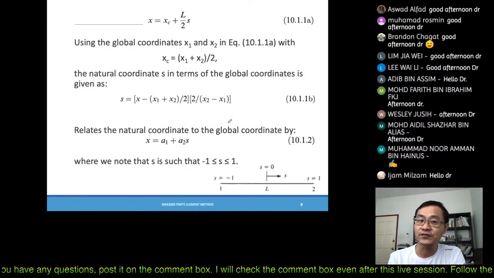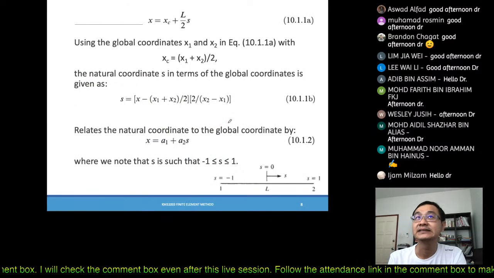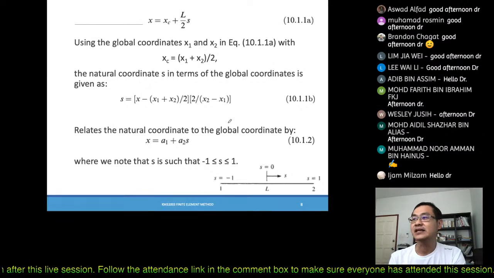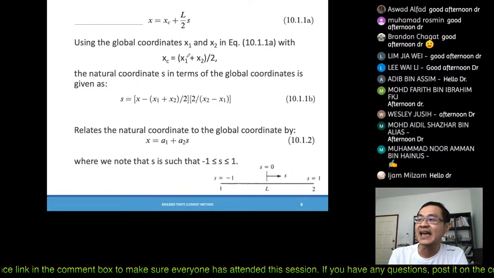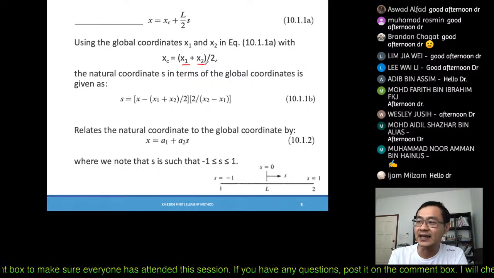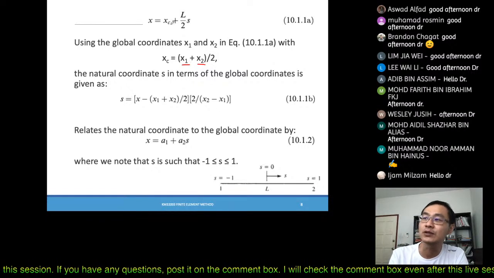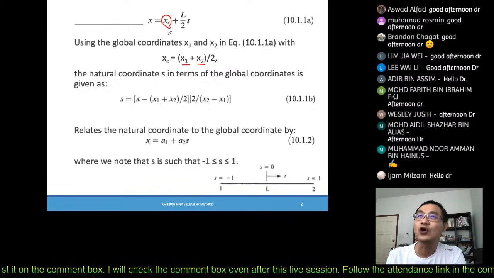If we further derive the mapping of the coordinates, we can always put in x1 and x2. Originally there are x1 and x2, divided by 2, and we put into our centroid coordinate, right?